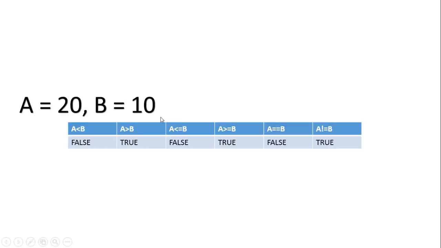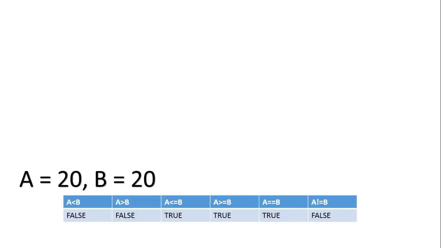Here a is 20 and b is 10. So a less than b is false, a greater than b is true. A less than or equal to b is false, a greater than or equal to b is true, because it is greater. A equal to b is false, but a not equal to b is true, because they both are different. Now let's take another example where both are the same, a is 20 and b is 20.